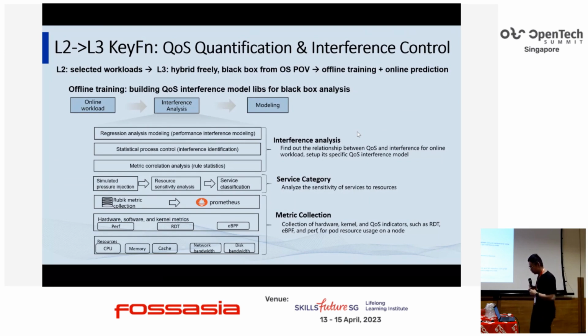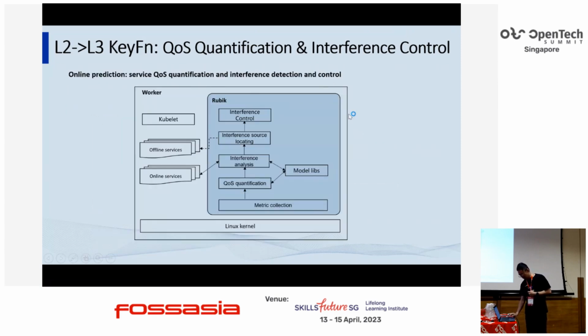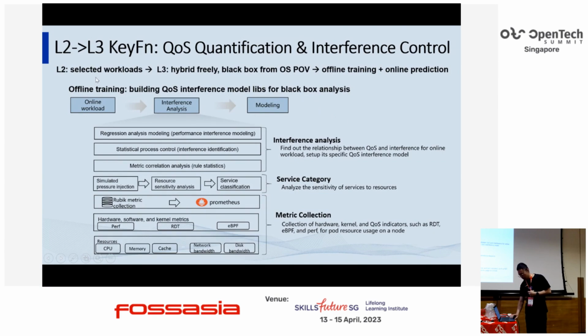Level 2, as I said before, we are using customer-selected workloads to deploy in the same cluster carefully. In level 3, we have such a mission that the customer can hybrid workloads freely, as a black box from our OS point of view. So we build such a method with offline training to get a model on such a specific online workload. And we can use these models for our prediction on live network.